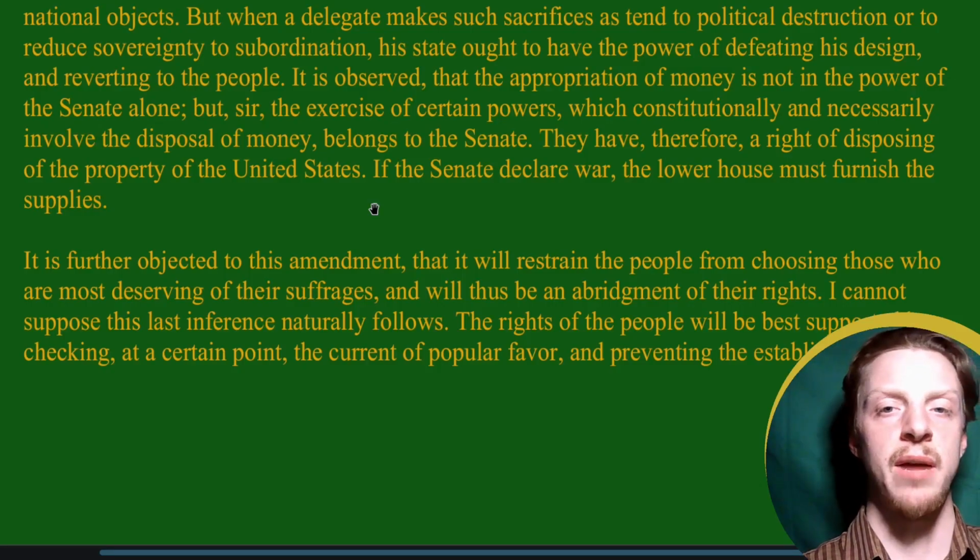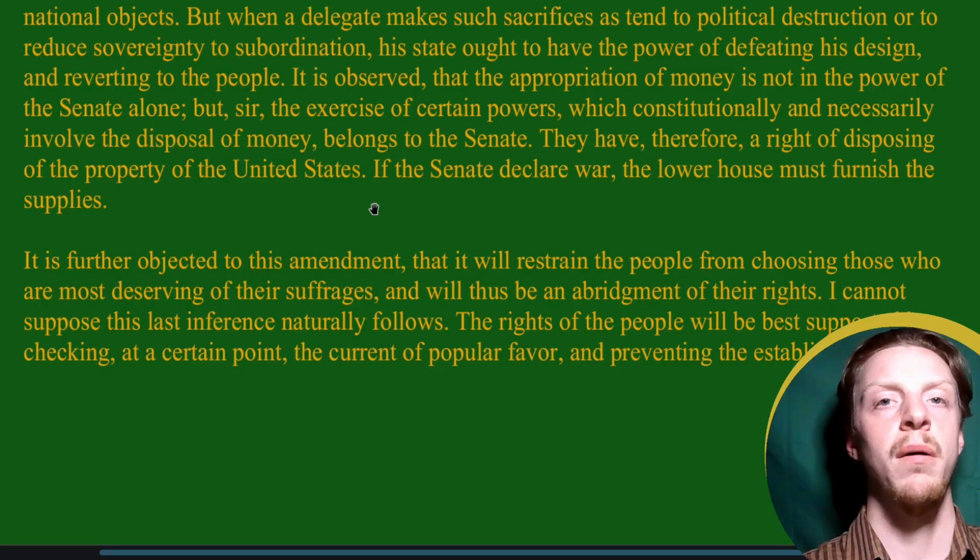It is observed that the appropriation of money is not in the power of the Senate alone, but, sir, the exercise of certain powers, which constitutionally and necessarily involve the disposal of money, belongs to the Senate.